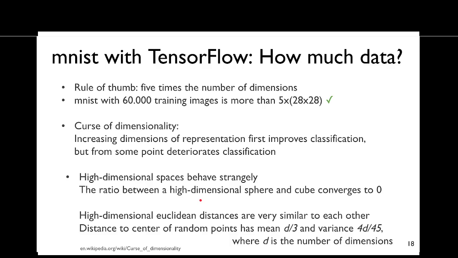And if you, for example, place in a high-dimensional space Euclidean points with a uniform distribution, then the Euclidean distances between these points become very similar to each other. In fact, it can be shown that the center of the random points has a mean of the number of dimensions d divided by 3 and a variance of 4d divided by 45. So the exact values don't matter here, but what matters is that with the increase of dimensions, this space is behaving counterintuitive.